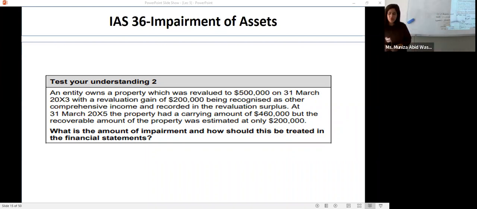This is what we are going to do in the case of those assets which have been revalued upwards earlier. This is going to be the treatment.